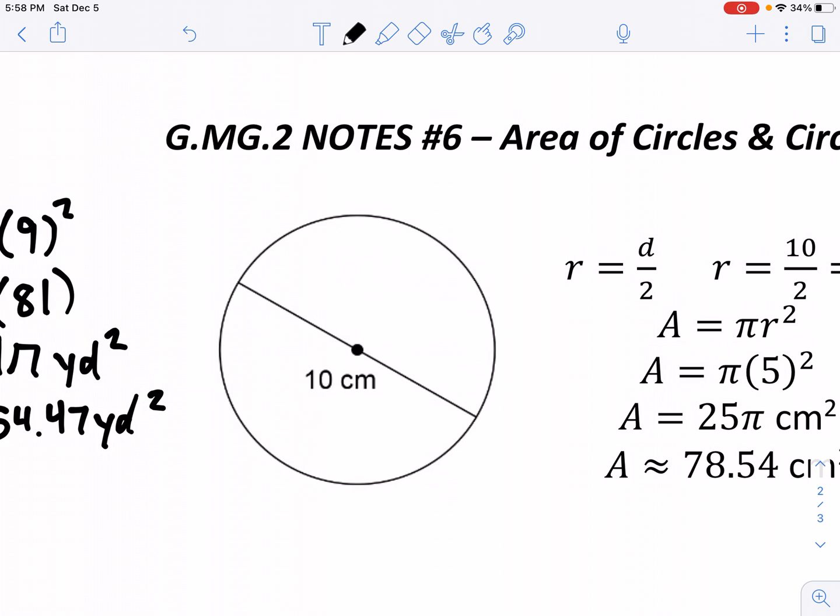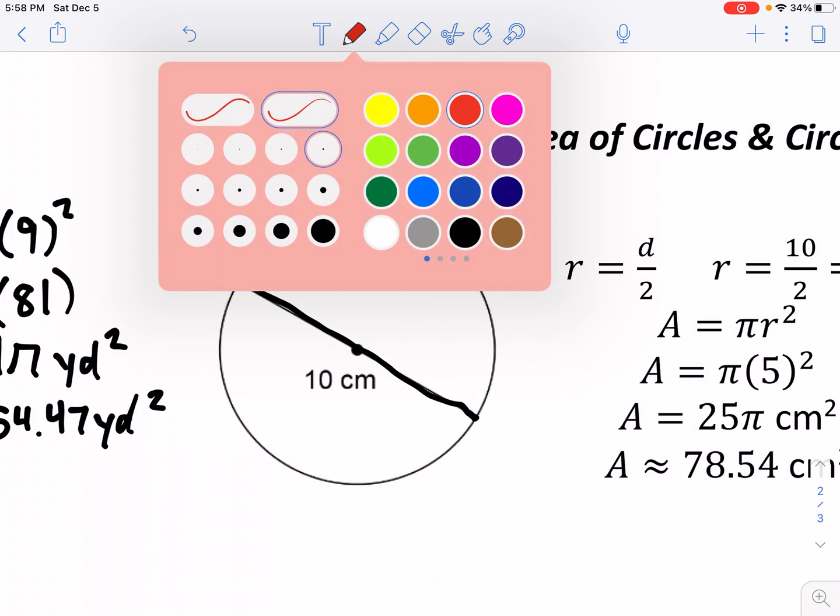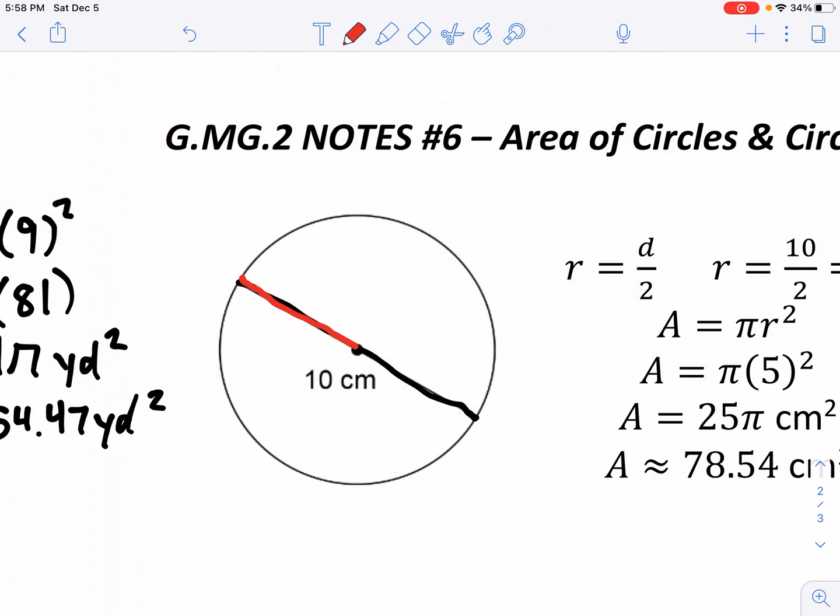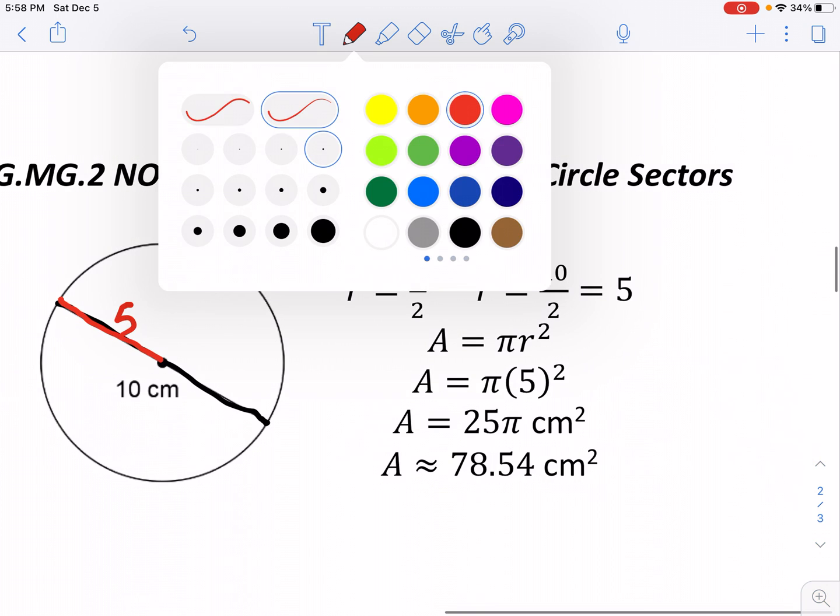Just remember, radius is half the diameter. So in order to use the radius here, if the diameter is 10, then half of this would be the radius, correct? Well, what's half of 10? 5. So the radius here is 5, and then we go through the same process, okay?